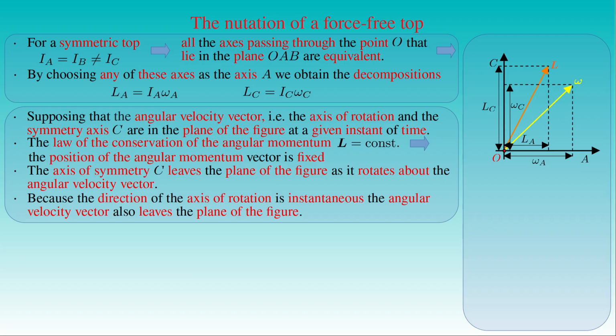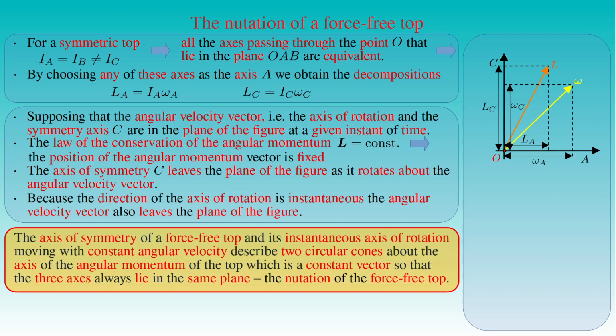Consequently, in the motion of a symmetric spinning top, three axes play an essential role. The axis of symmetry C, directly visible from the shape of the top, the instantaneous axis of rotation pointing in the direction of the angular velocity vector omega, and the axis pointing in the direction of the angular momentum L, which is not directly visible. These findings can be summarized as follows. The axis of symmetry of a force-free top and its axis of instantaneous rotation, moving with constant angular velocity, describe two circular cones about the axis of the angular momentum of the top, which is a constant vector in space, so that the three axes always lie in the same plane.